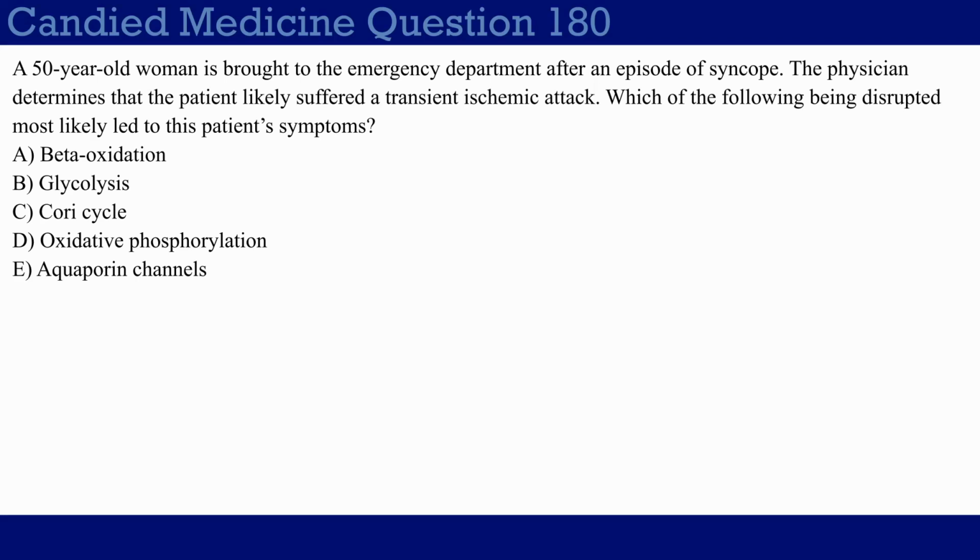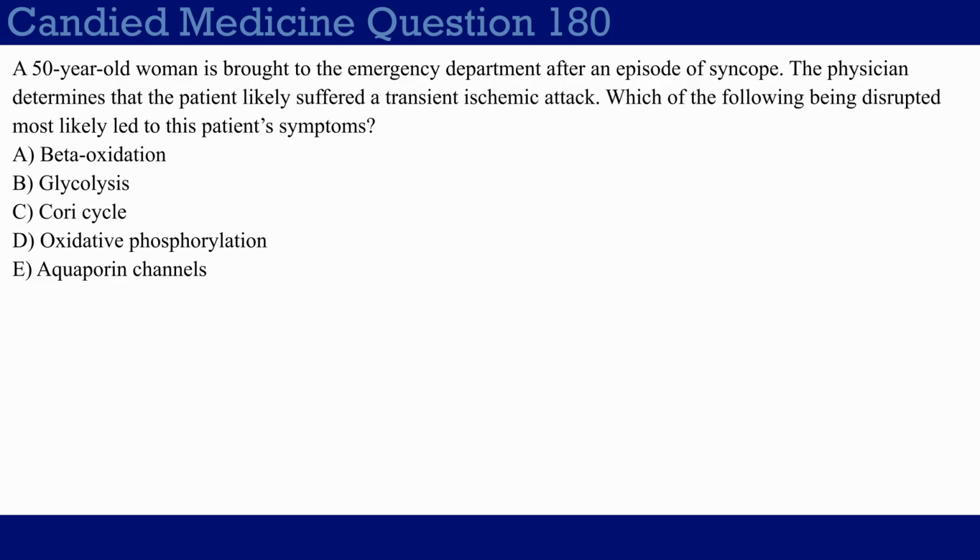A 50-year-old woman is brought to the emergency department after an episode of syncope. The physician determines that the patient likely suffered a transient ischemic attack. Which of the following being disrupted most likely led to this patient's symptoms? Choice A, beta oxidation. Choice B, glycolysis. Choice C, Cori cycle. Choice D, oxidative phosphorylation. Or choice E, aquaporin channels.